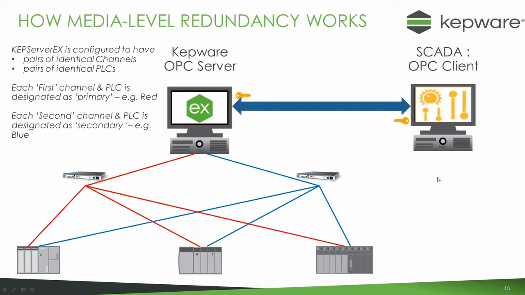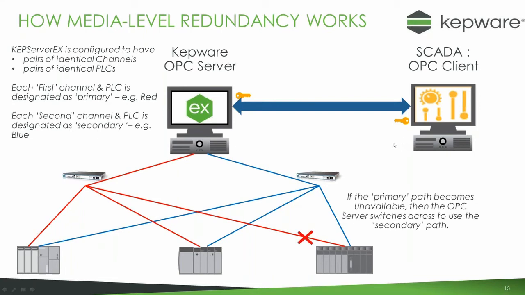Now, you might think at this stage that the OPC client over here must use a different path to reach the PLCs, because if it's connecting through the red network or connecting through the blue network, it's actually using a different network card within KEPServer, and it's using a different channel. It's using the secondary channel rather than the primary channel. But the clever thing is, the media level redundancy function always maintains the names, the OPC tag names of the primary path.